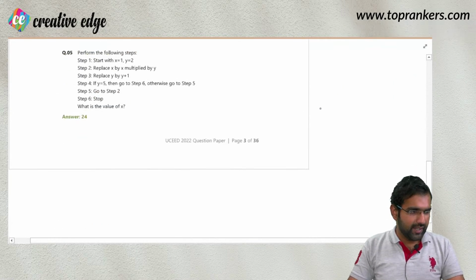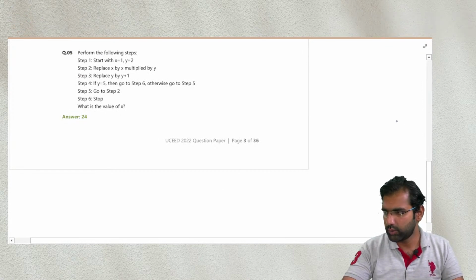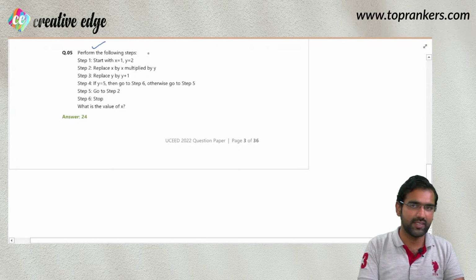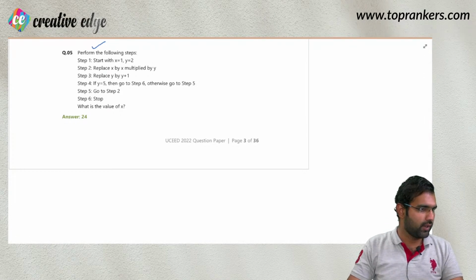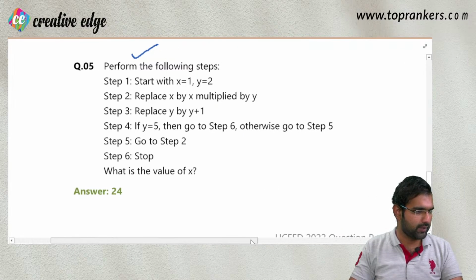I believe this again was a very easy question, as I have received the feedback from one of our students. So let's get started, everyone. Straightforward question it is. Let's try and solve this. Perform the following steps. I hope the fonts are readable and it's visible to everyone. If it is not, let me zoom it in, everyone. I hope it's properly visible to all the participants now.